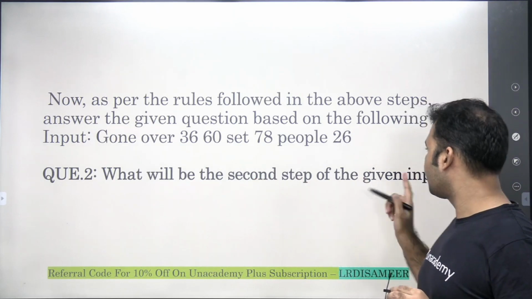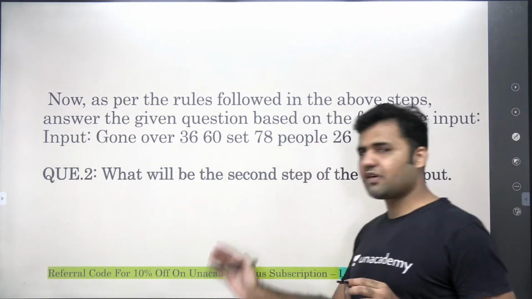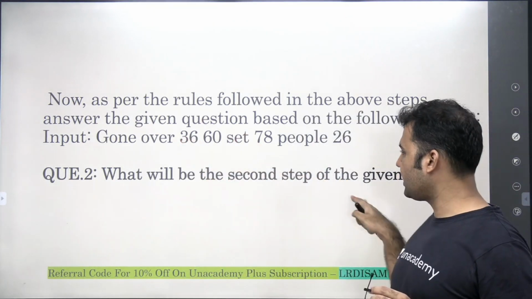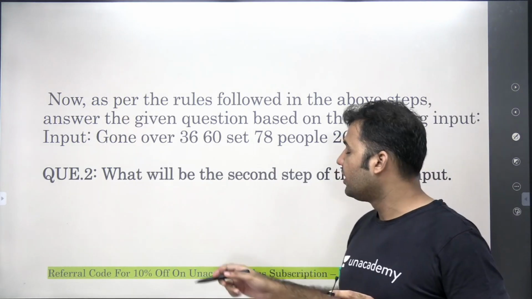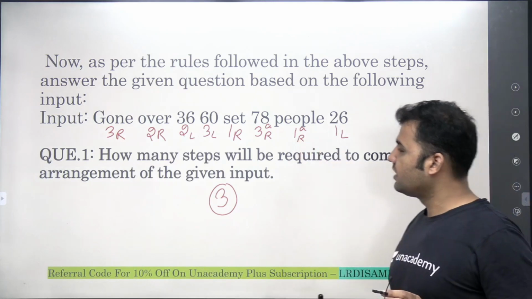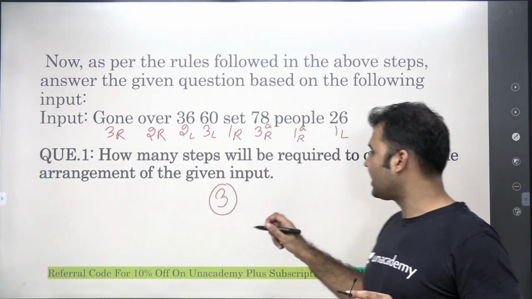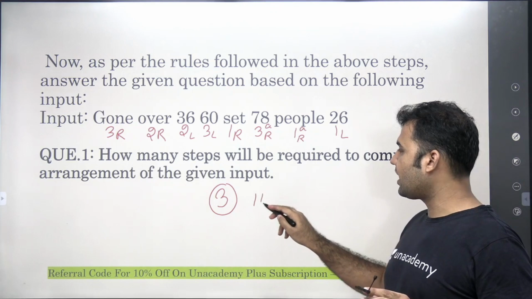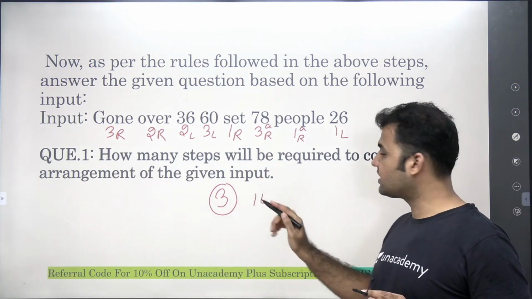What will be the second step of the given input? Now, we have already done the ranking, right? If I have to write down the second step, let's go to this. Now tell me guys, in two steps, which element will be ranked? You see that 1L will be coming on the left hand side position.